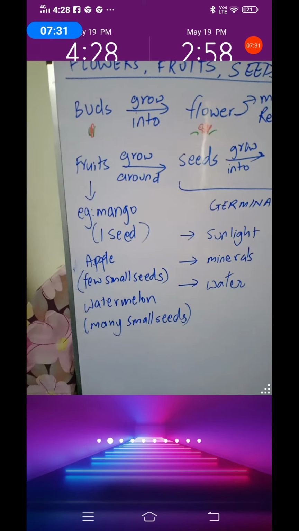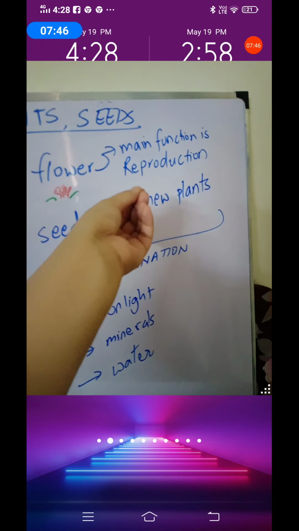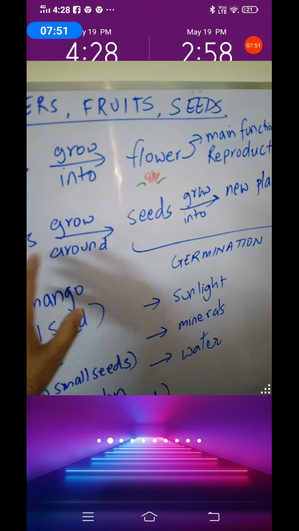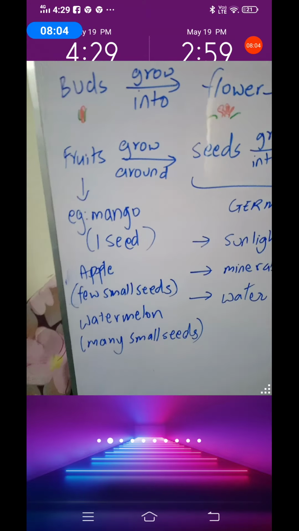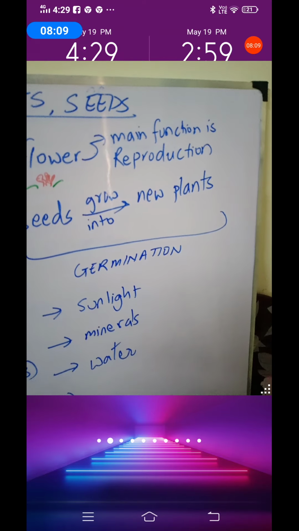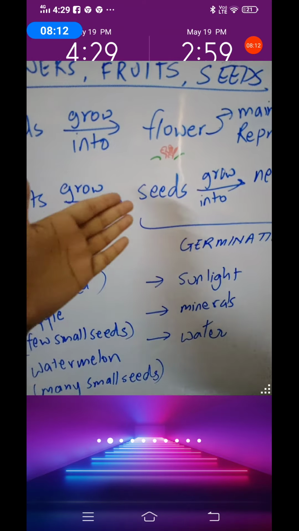Small flowers are called buds. Buds grow into flowers. The main function is reproduction. Fruits grow around seeds. For example, mango. Mango has one seed. Apple has few seeds. And watermelon has many seeds. Then what can we do with these seeds? We can grow them into new plants. So these fruits give seeds, right? And these seeds grow into new plants. So seeds are very important.